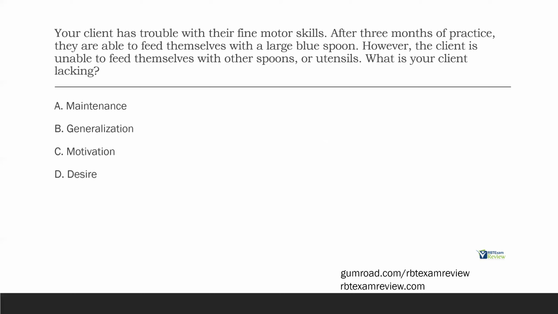It hasn't generalized across multiple stimuli, okay? We need that feeding response to work with a large blue spoon, a small silver spoon, a medium green spoon. We need to generalize across utensils. So our client is lacking generalization. What about C, motivation? There's nothing implying that there's no motivation to feed themselves, obviously, because they're able to do it already with the large blue spoon. And then desire. Desire would never be the answer, okay? Because that's a mental state, right? And we don't measure mental states. We don't say the client lacks desire because we can't measure that and we can't observe that. Simply, your client is lacking the ability to generalize the feeding skill to other spoons and utensils.